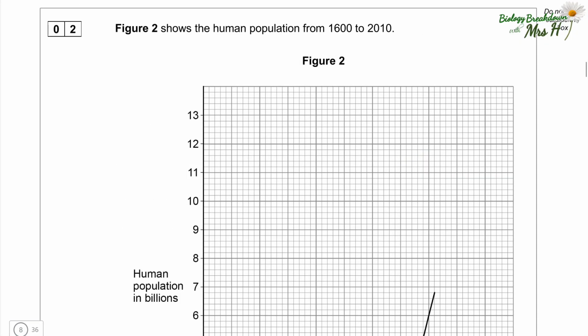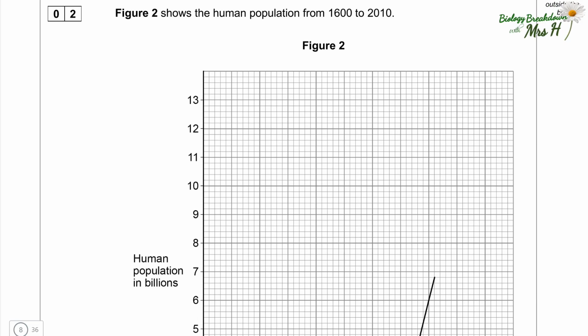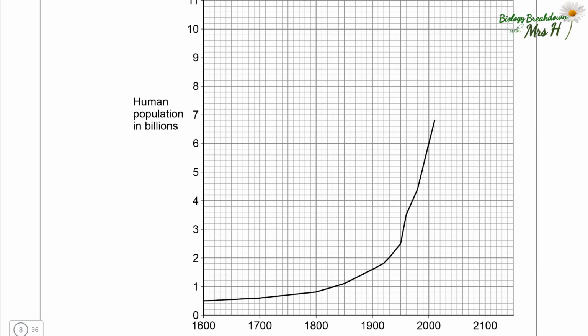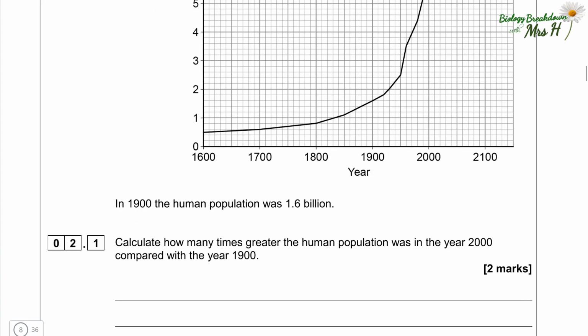Number 2, figure 2 shows the human population from 1600 to 2010. So we've got the year on the x-axis and then the human population in billions on the y-axis. In 1900, the human population was 1.6 billion.